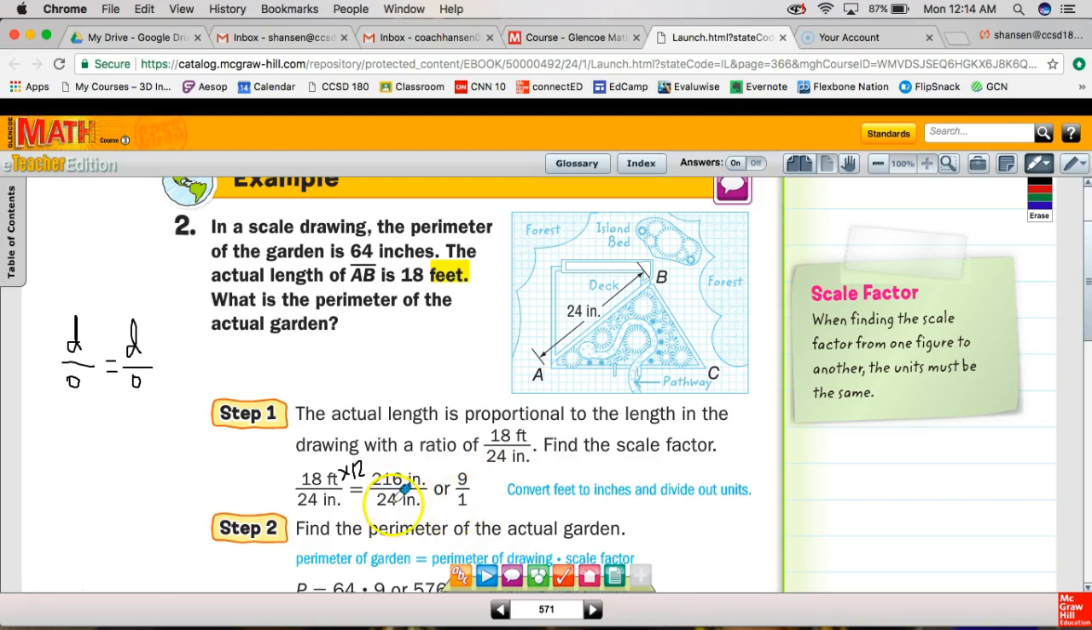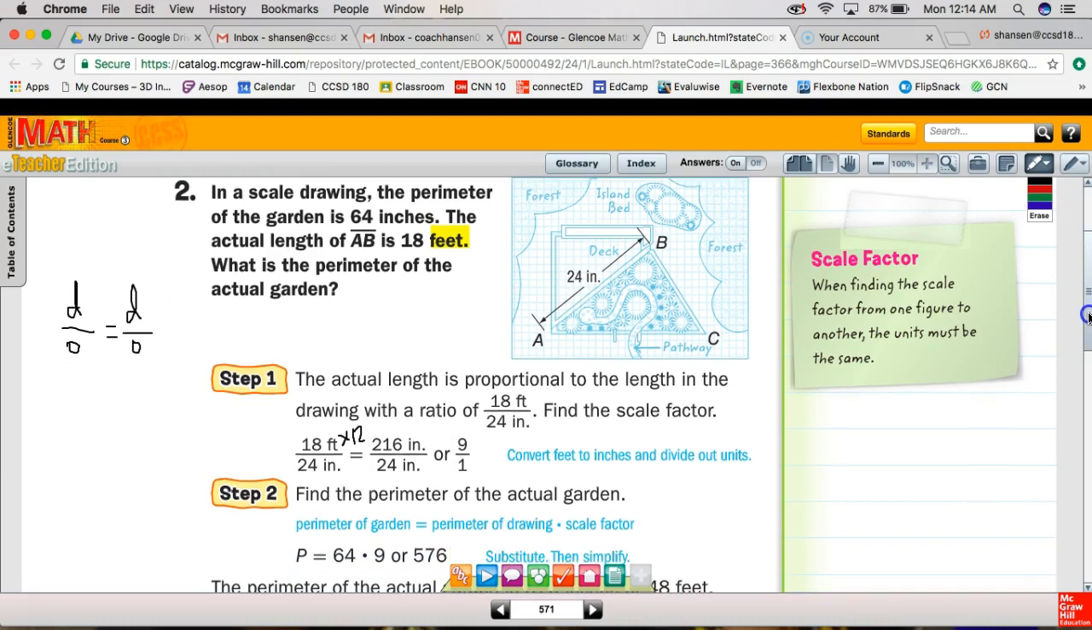Again, if I divided the bottom by 12, changing inches to feet, that would be 2 feet. 18 over 2 is the same as 9 over 1 here. So it makes no difference which units you change it to, as long as the units are the same on the top and on the bottom.